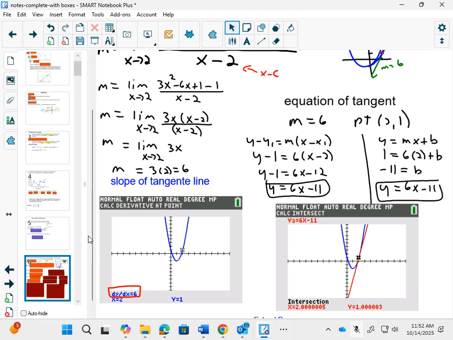If we take our parabola and also draw the line, then those two graphs intersect at (2, 1), and we get our equation of our line.